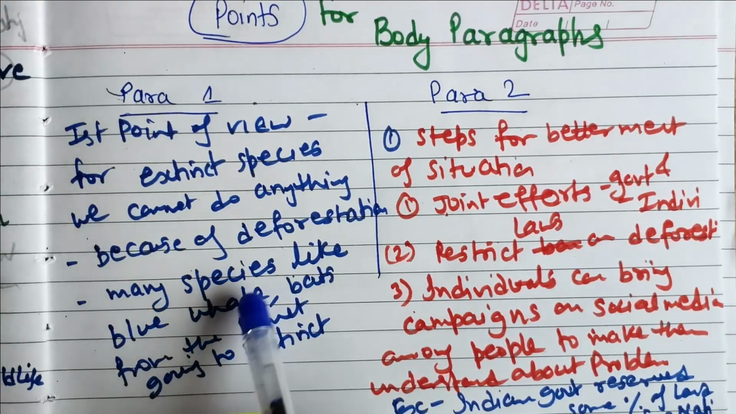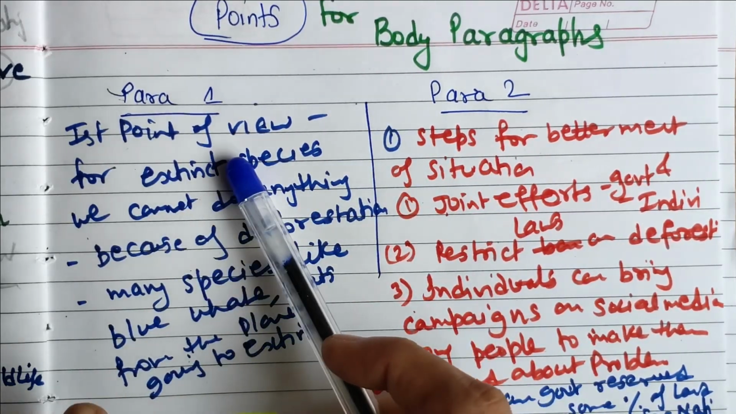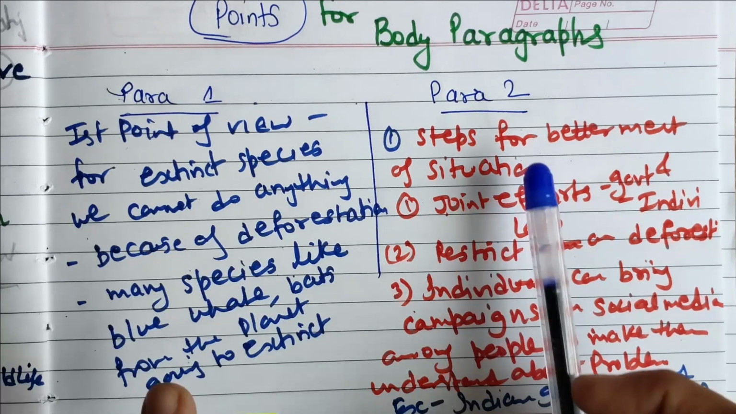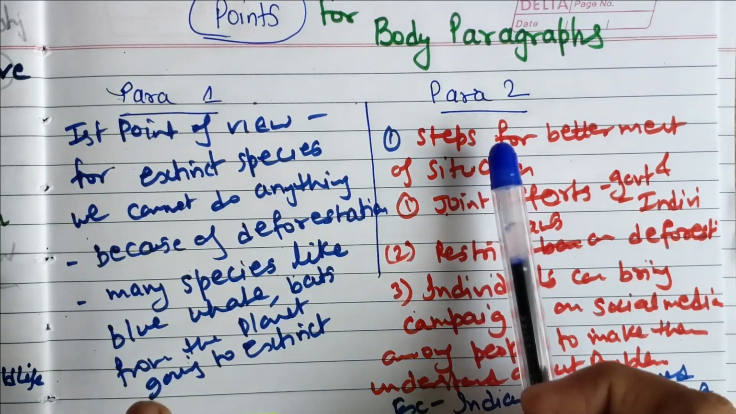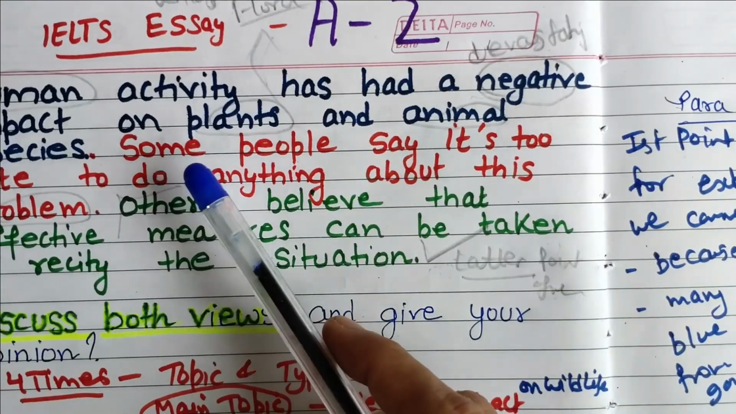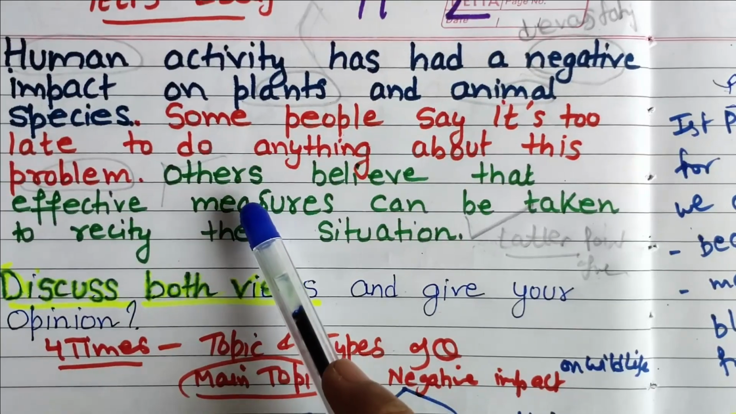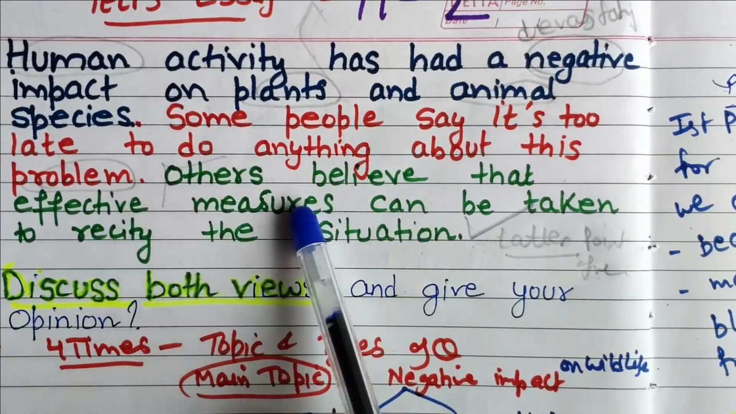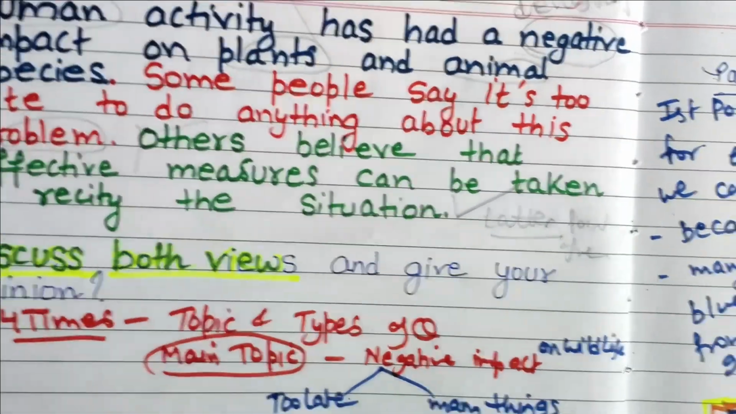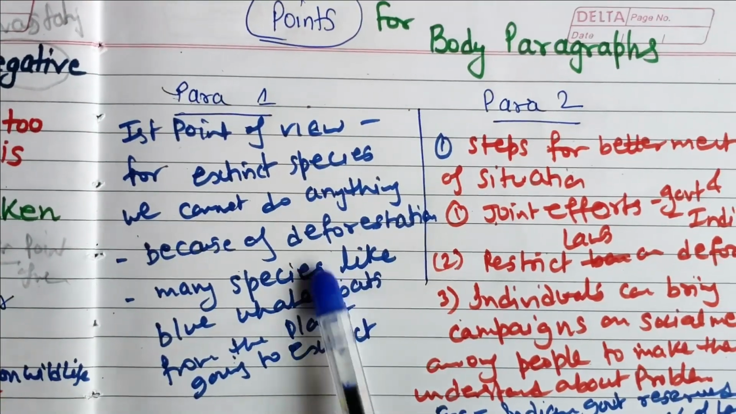Now for body paragraphs 1 and 2. In the first body paragraph, I am going to write the first point of view, and in the second paragraph I am going to write my point of view as well as positive thinking. So in the first paragraph I am going to write this red one, some people say it is too late, and in the second I am going to write that effective measures can be taken to rectify the situation. So what are the points I am going to write? You can just have a look.